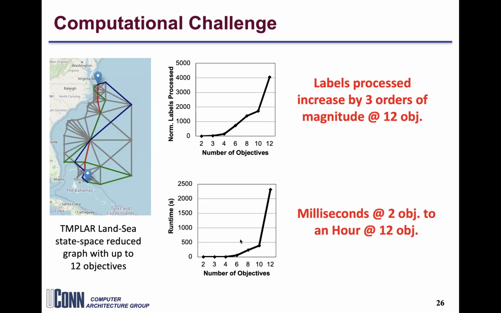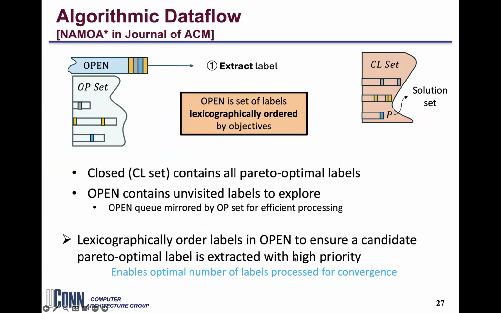Your runtime skyrockets from milliseconds at 2 objectives, not just one objective, one objective can be in microseconds, to an hour at 12 objectives. That's the explosion in work and complexity that we are talking about in these problems. So what are these underlying algorithms and why are they so massively computationally explosive?